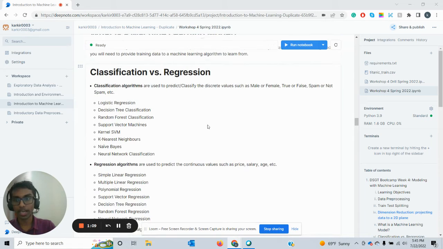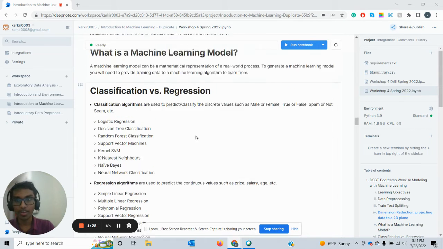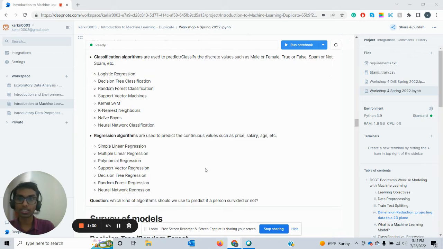As a recap, there's classification versus regression, that we've talked about in workshop 3. Classification algorithms help predict or classify discrete values, like male or female, true or false, spam or not spam. And these are some of the many models available for classification: logistic regression, decision trees, random forest, support vector machines, k-nearest neighbors, naive Bayes. Regression algorithms, on the other hand, are used to predict continuous values, for example, the price of a house, a person's salary, age, etc.